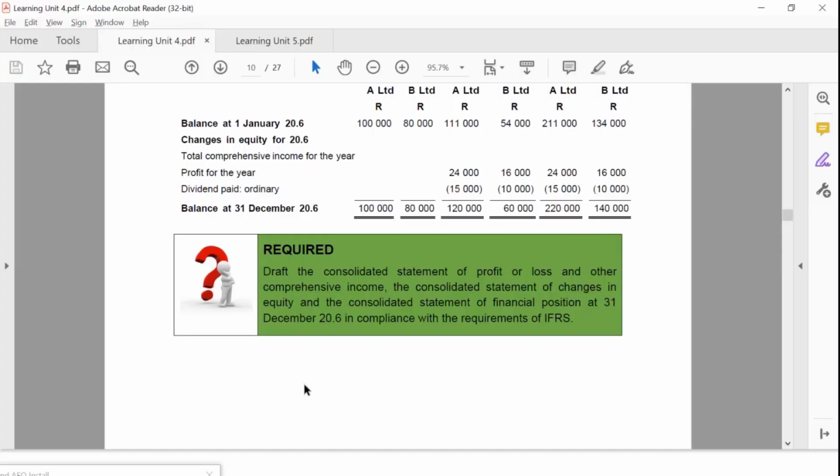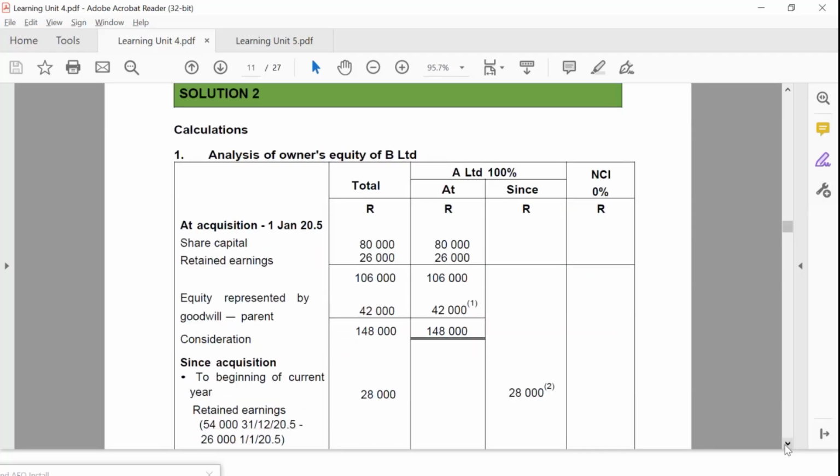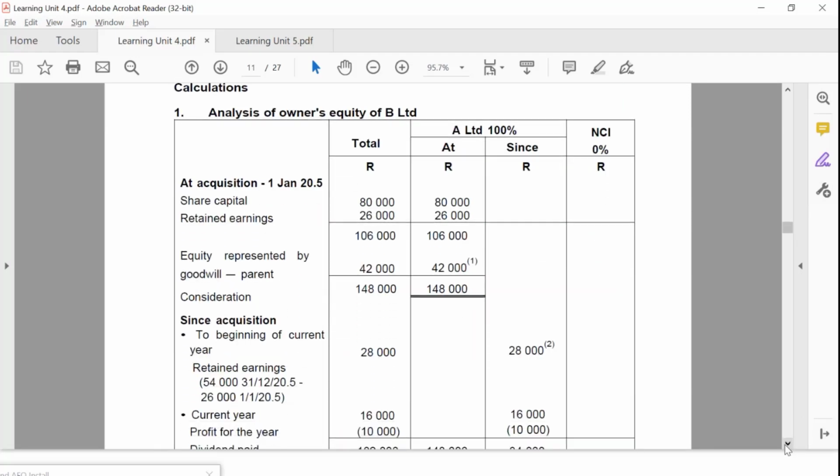Cool. All right, so we were moving on. We saw the analysis. We've calculated the goodwill. We've calculated the retained earnings to be 28,000, which is 54 minus 26, and we said it is 100%. So 28,000, everything goes to the parent company.